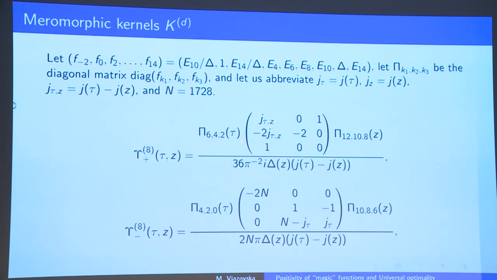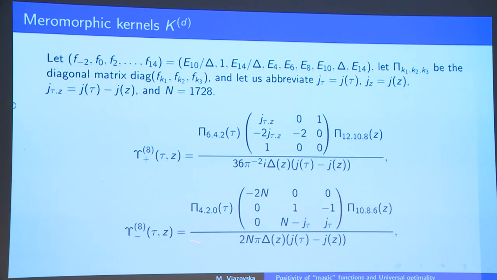From them we will construct diagonal matrices. Each of the first matrices is defined like this: a diagonal matrix times this particular matrix. Here we introduce this notation for the J invariant so that things look nicer inside a matrix. What we've got here is a matrix whose entries are holomorphic on the upper half plane and possibly have poles at the cusp, in this case one cusp at infinity. Here we divide by the difference of J invariants, and this gives us poles at the points where tau and z are SL2(Z) equivalent.